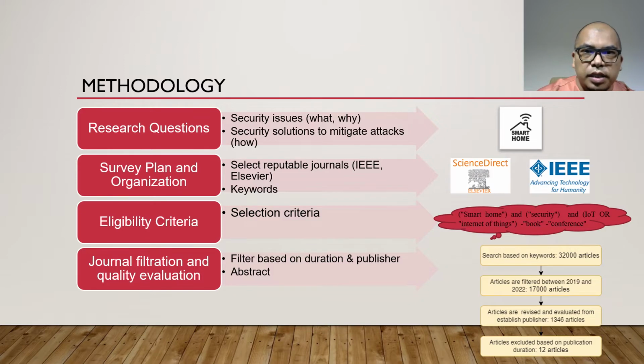Okay, the final step is to filter the journals and evaluate the quality of the journals based on the criteria that we have set. Articles are filtered according to the duration of the year of publication, for example 2019 to 2022, and also the publisher. Finally, the articles are checked by reading the title and the abstract, and also based on the criteria we have set.